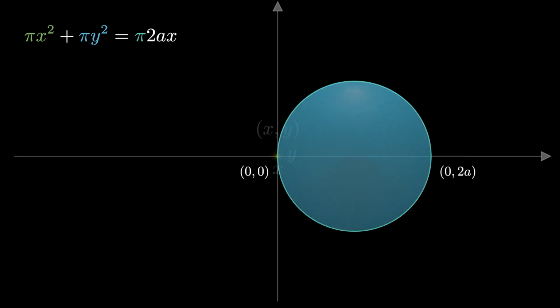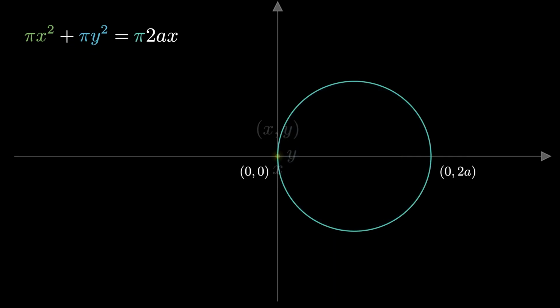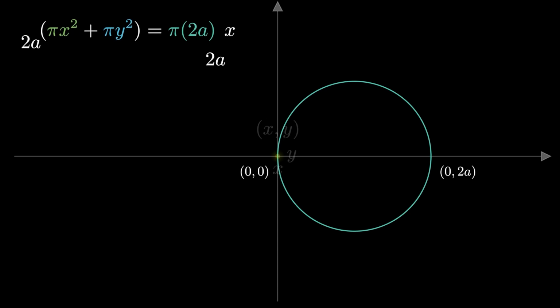squared represents a cross-sectional area of the sphere. But the meaning of the right-hand side is still unclear. The clever Archimedes then multiplied both sides by 2a, giving this equation. Now pi times (2a) squared can also represent the area of a circle. It represents the area of a circle with radius 2a, and the diameter of this circle is exactly 2a.